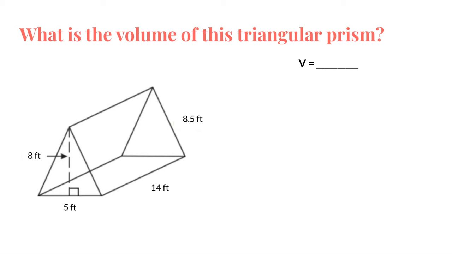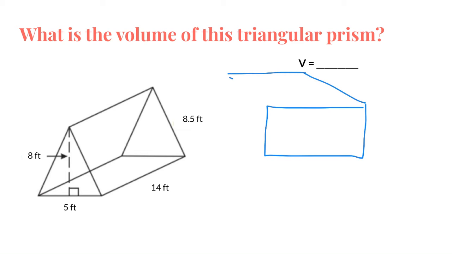Okay, I want you to think about a rectangular prism. There's my box. Okay? A box is length times width times height. If I want to turn it into a triangular prism, what would I have to do?